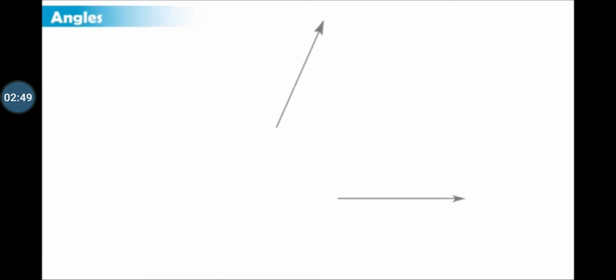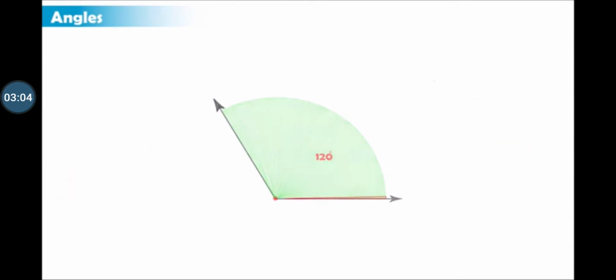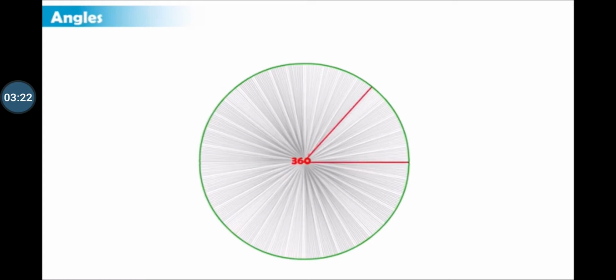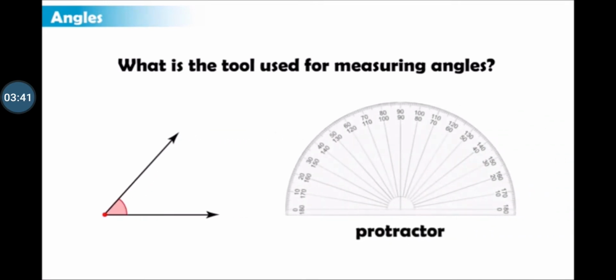As you have learned earlier, that angle is formed when two rays meet with each other. They form the angle. These are the different types of angles that show different degrees. And each part is defined as 1 degree out of 360 degrees, that is the full circle. But how can we measure the number of degrees? And what is the tool used for measuring angles? One of the tools we can use for measuring angles is the protractor.